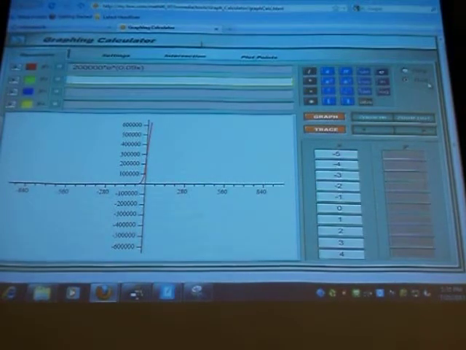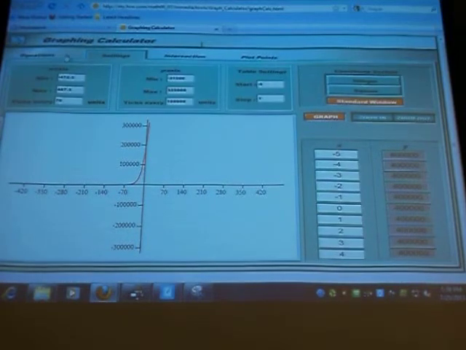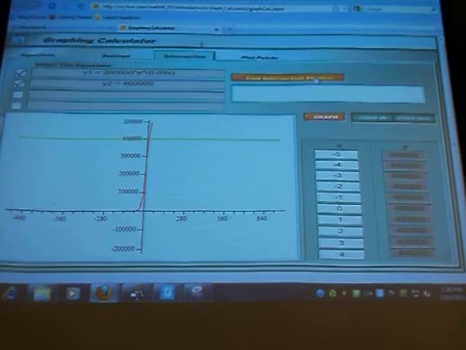Now the second part says when is it double its value? For that one, I would type in double the value minus 200,000, so double would be 400,000, and find the intersection. So mine looks like 7.7 years. I'd probably round that to 8 years.